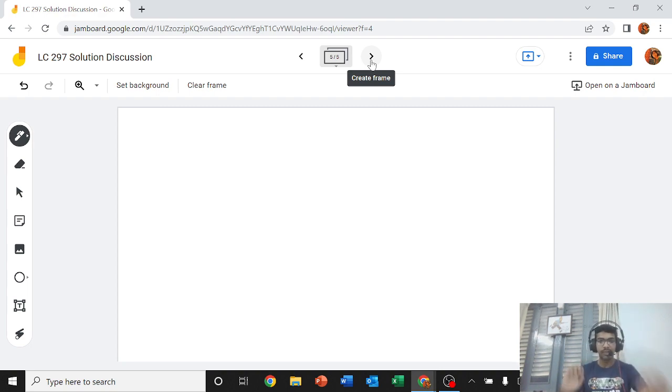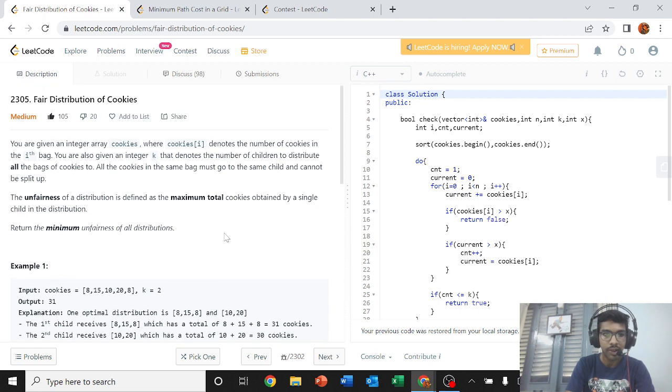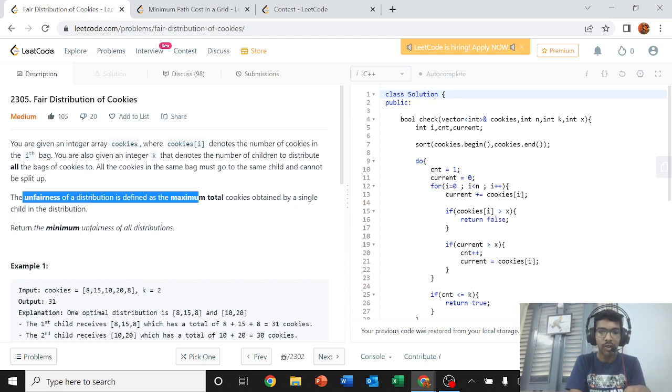Basically in this problem we are given n bags of cookies, and we have k children. We need to distribute these bags amongst those k children in such a way that there is one criterion: unfairness. Unfairness is defined as the maximum cookies that one single child gets. That maximum has to be minimized. So it's an optimization problem.